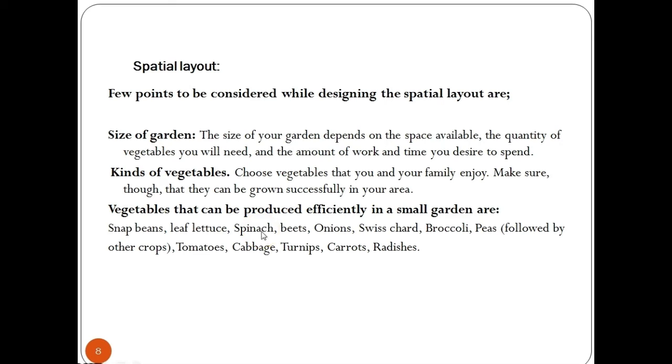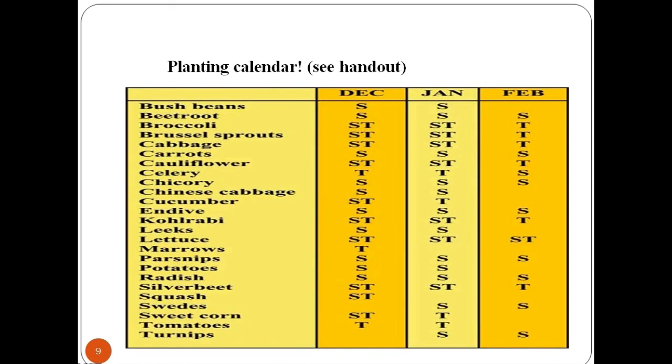Next point to be considered while designing spatial layout is the kind of vegetables you wish to grow. While choosing vegetables, make sure though that they can be grown successfully in the selected area. Some crops utilize space better than others. Vegetables that can be produced efficiently in a small garden are snap beans, beets, leaf lettuce, etc.